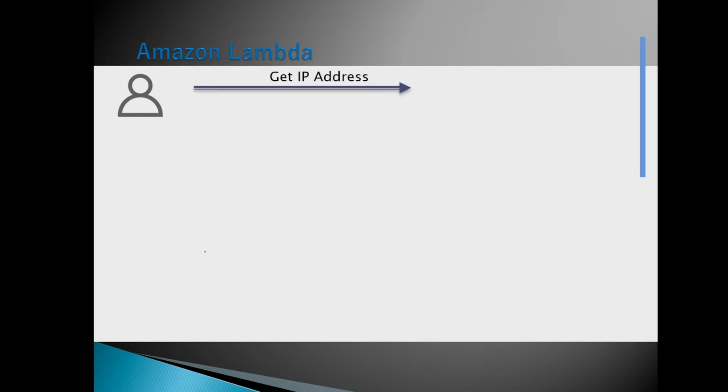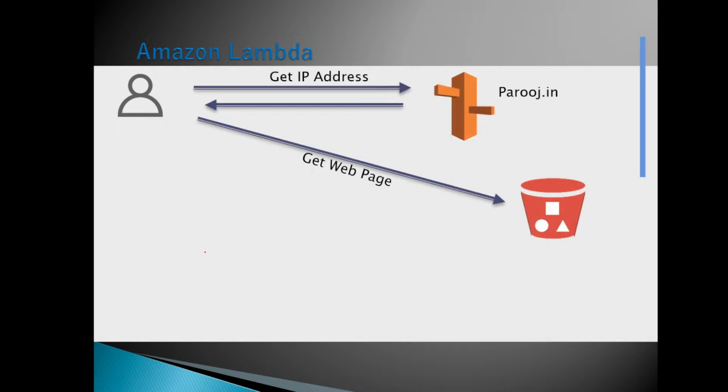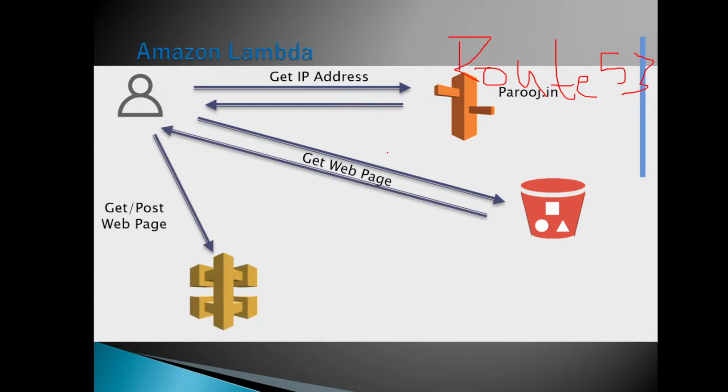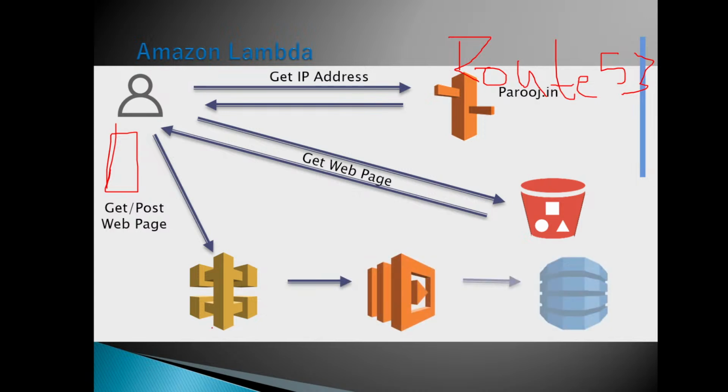So this is a diagram. If you have enabled a domain name, this is Route 53. A user will hit Route 53 and get the website information. The website is hosted in an S3 bucket, and the user form will be populated on the browser. Then the user will fill up the form and hit the API. The API will hit Lambda, and Lambda will put the information into DynamoDB. This is as simple as this.